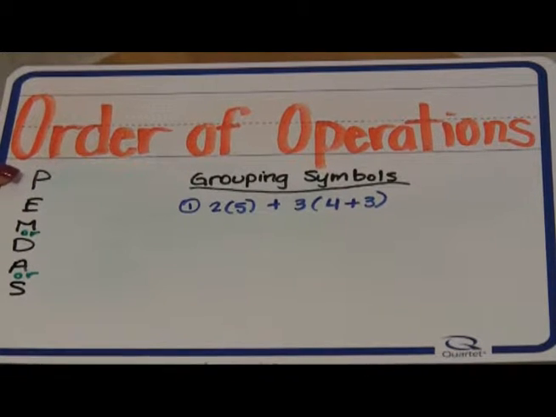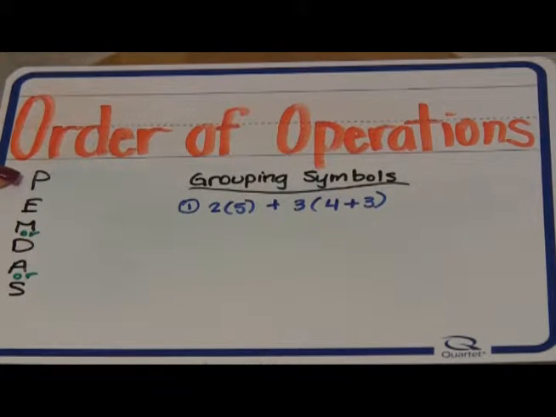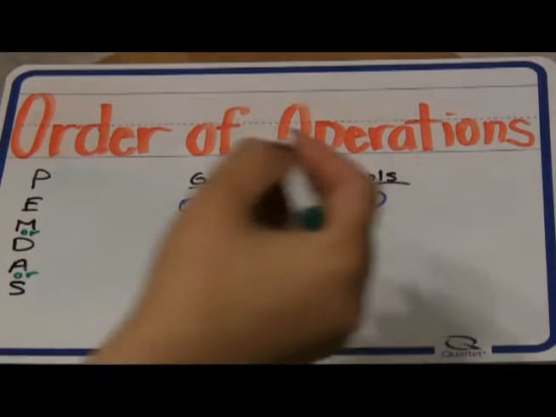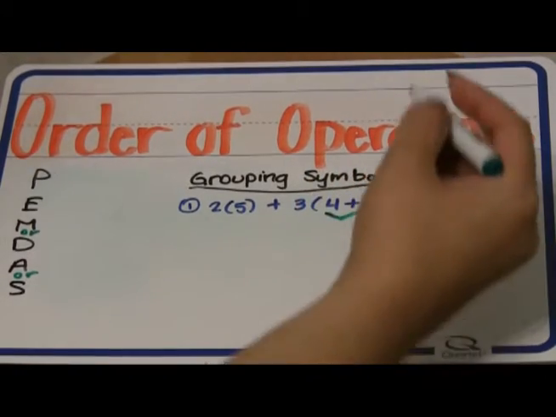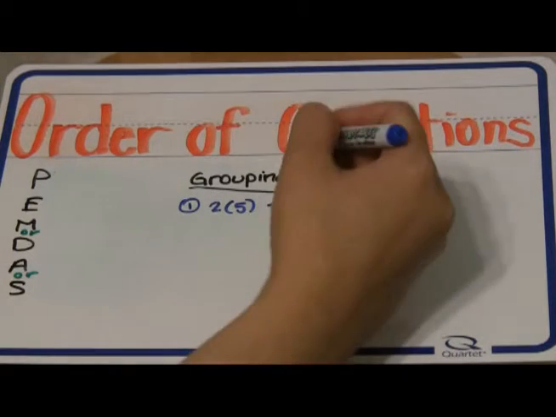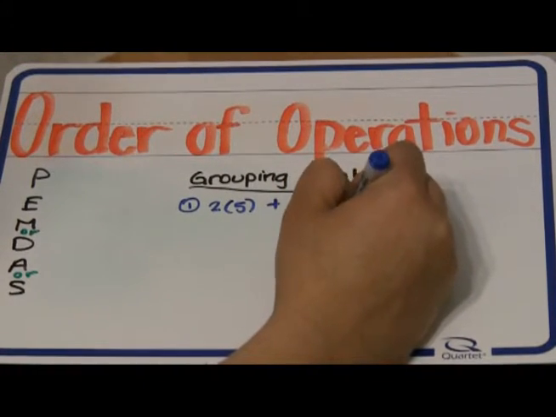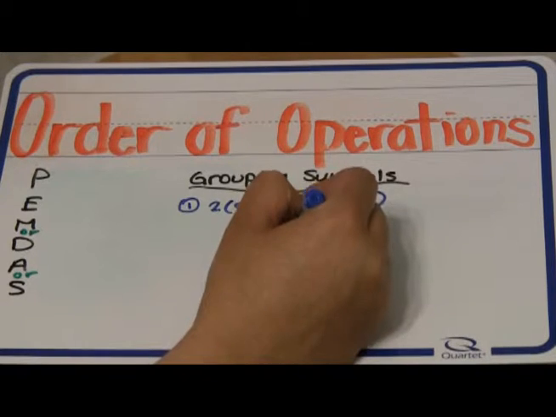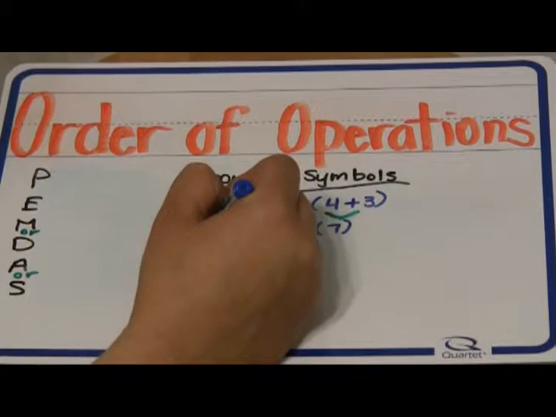Based on our order of operations, we work with our parentheses first, and we have to work within the parentheses. So we're working with that 4 plus 3. When we add 4 plus 3, that's going to give us 7. So I now have that 7 inside the parentheses, and I'm rewriting the rest of the expression.